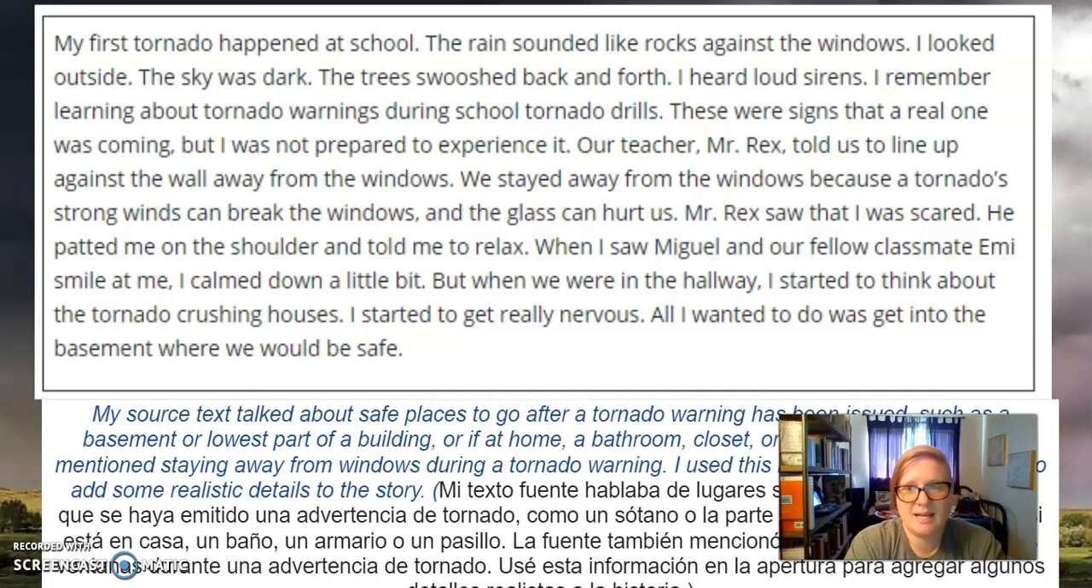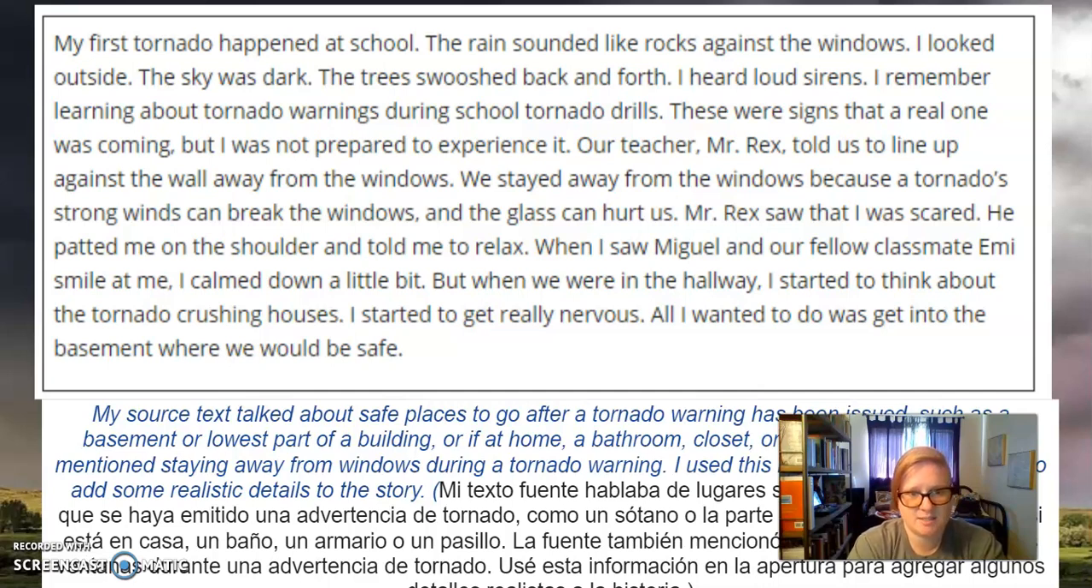And then later, when I say that all I wanted to do was get into the basement where we would be safe. Like I said, California doesn't have basements. The only way that I know that there are basements where there are tornadoes is because of that article. And I also know some other places that would be safe too. Instead of basement, I could say, I need to get into the bathtub with my family. I need to get into the closet. I need to hide under a table. Something that indicates that I know what to do if a tornado were to happen.